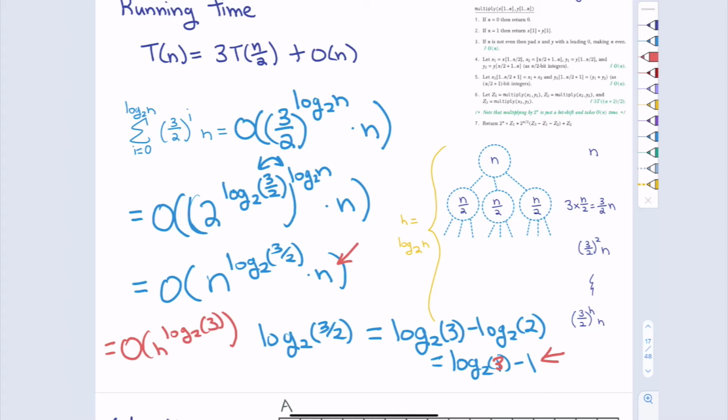Now that's better than n squared, because n squared is n to the log base 2 of 4. This is log base 2 of 3. That's always better. But then if you ask Google, it is something like n to the 1.585 or something like this. Okay, so you can do better than n squared for multiplying integers. Again, you may never be multiplying big enough integers to actually need this, but it's surprising, and it demonstrates the effectiveness of this technique.